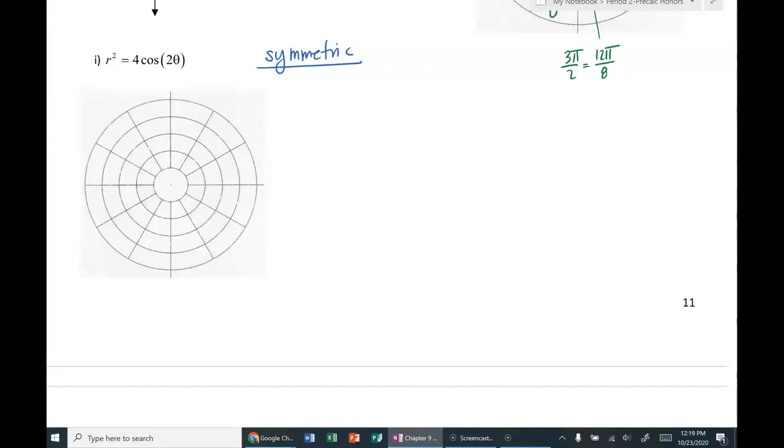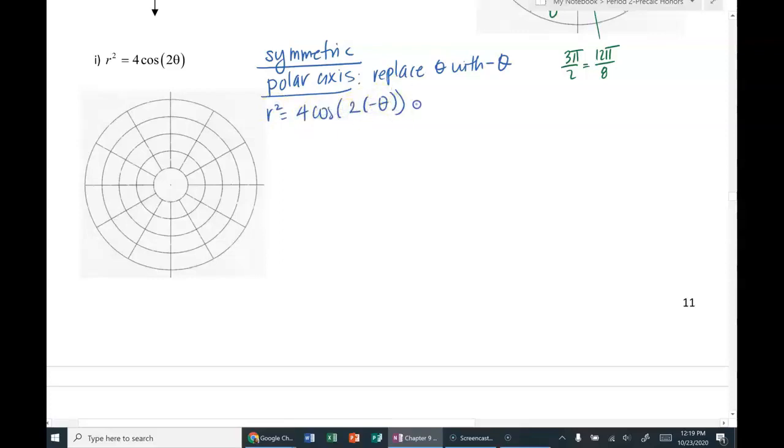Okay, so hopefully you started with the polar axis, or any of the ones. It doesn't have to be with polar axis, okay? So if you started with the polar axis, you will replace theta with negative theta. So r squared equals 4 times cosine of 2 times negative angle. Remember, cosine is an even function. So an even function meaning that the negative can just completely disappear. Oops, I forgot the 2. All right, so immediately we know that works.